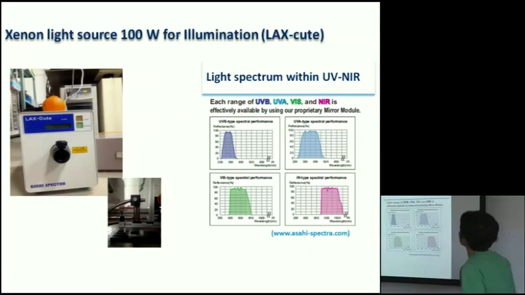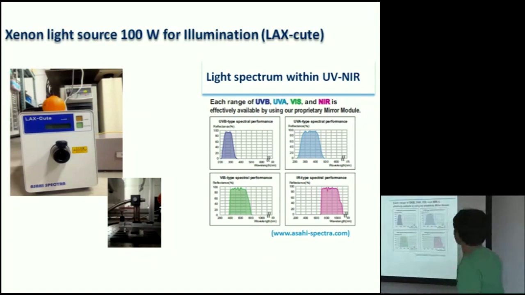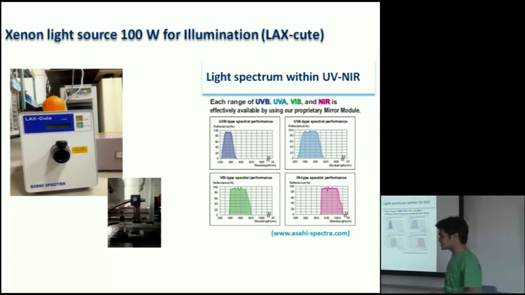Here I will introduce the first light source. It has a spectrum intensity like this. That means I can use it for the UV region, because there is a spectrum like this. And actually this spectrum can be used from the UV region to the NIR region.